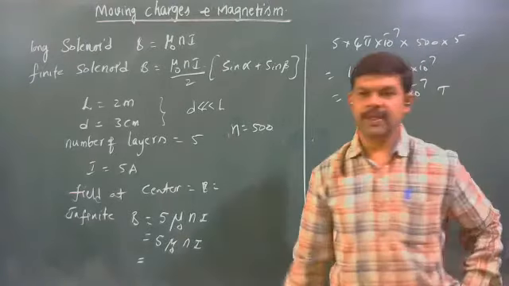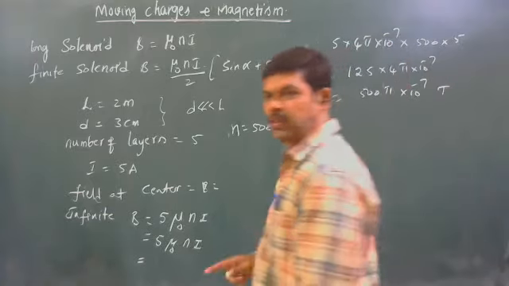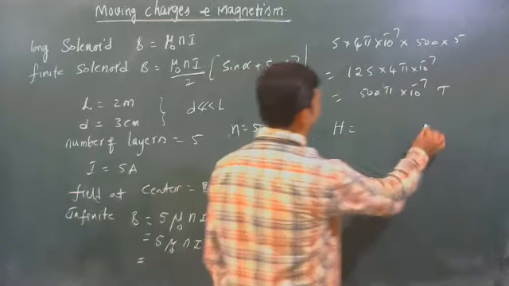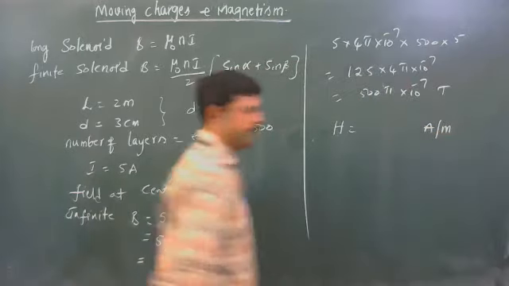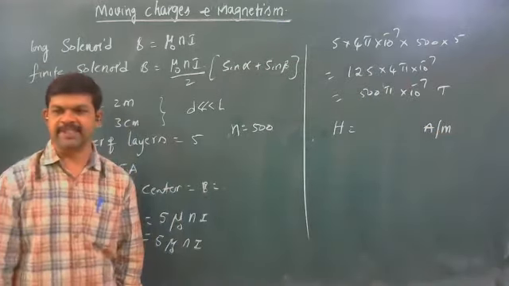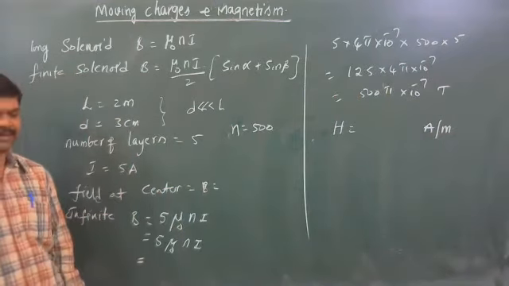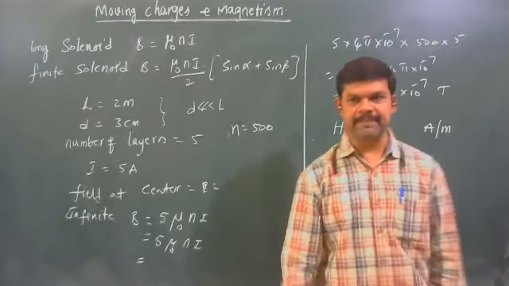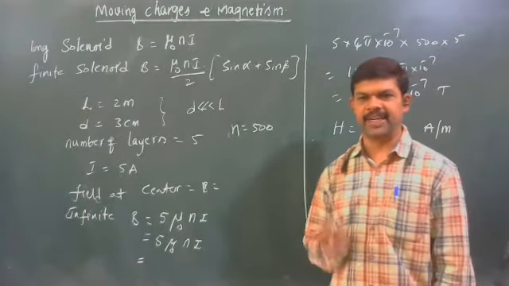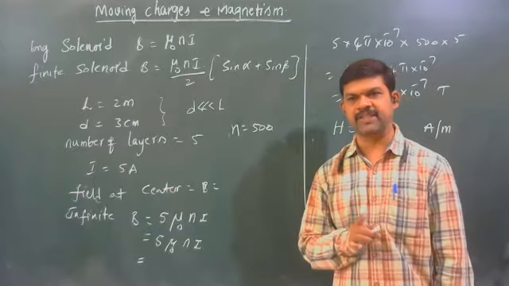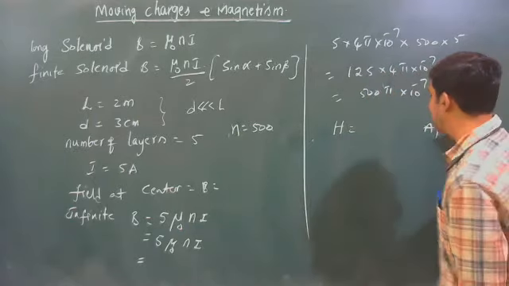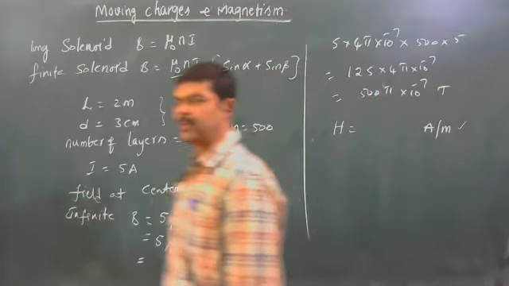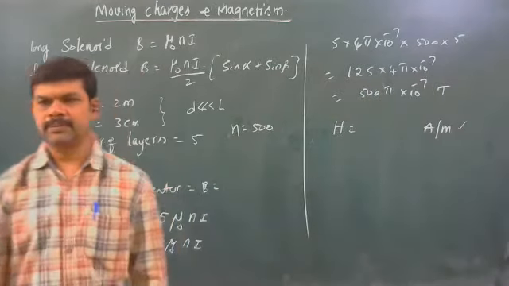Sir, if they ask the same question, give the intensity of magnetic field in terms of ampere per meter. Answer given is in terms of ampere per meter. The question is same: find the intensity of magnetic field at the center of the solenoid, but the answer is given in ampere per meter, not in Tesla. What to do?